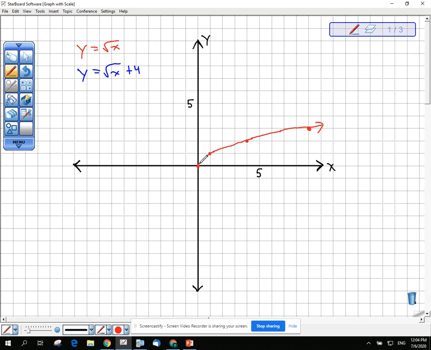That being said, then, this is the whole graph. Don't forget your arrow because that shows that it continues, and it passes the vertical line test. So it is a function. We call these square root functions for that reason.